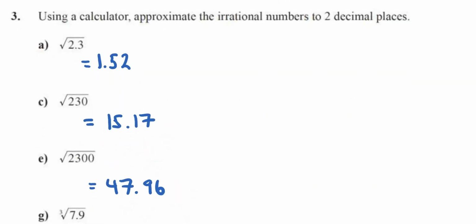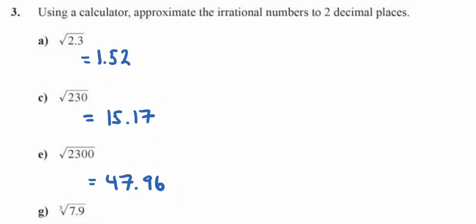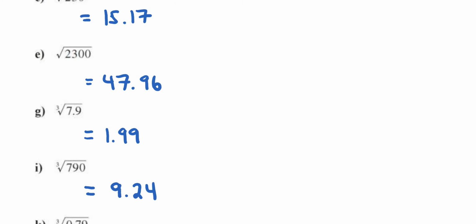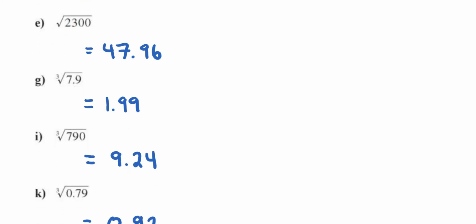I believe for question number 3, you just have to use a calculator to approximate the irrational numbers to 2 decimal places. So just make sure that you can get these numbers using your calculator here. I probably won't spend any time doing these kinds of problems because you just input the numbers into a calculator.